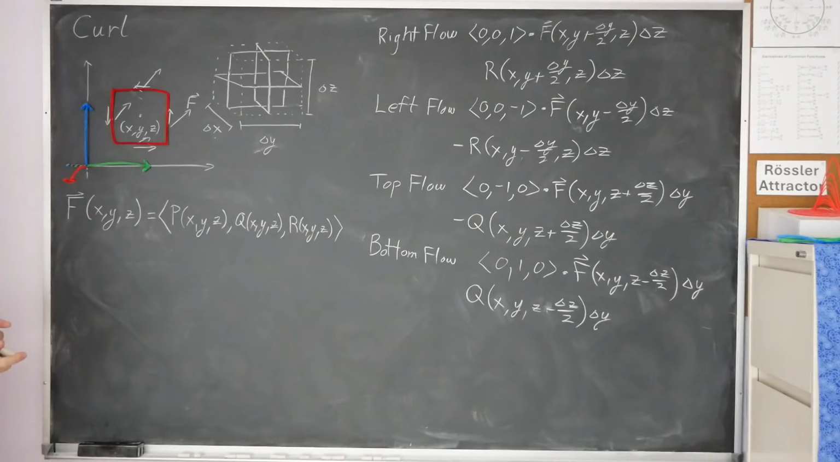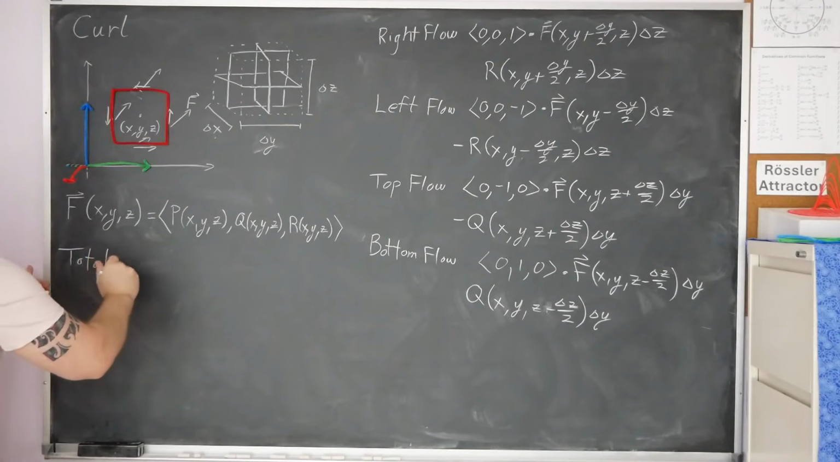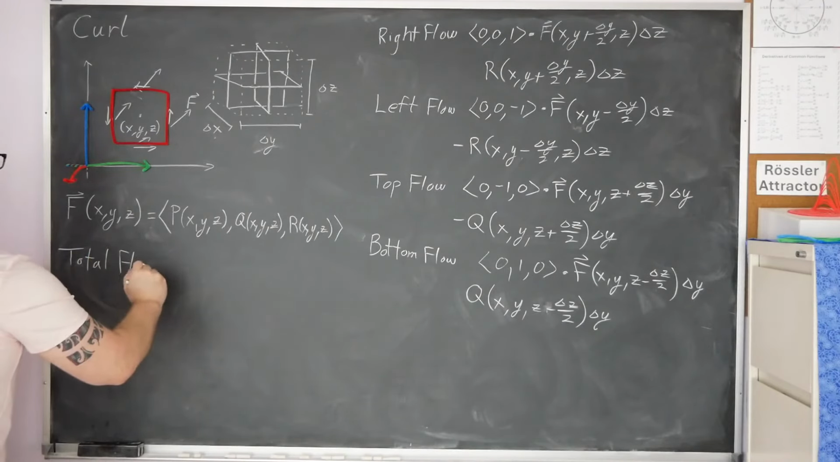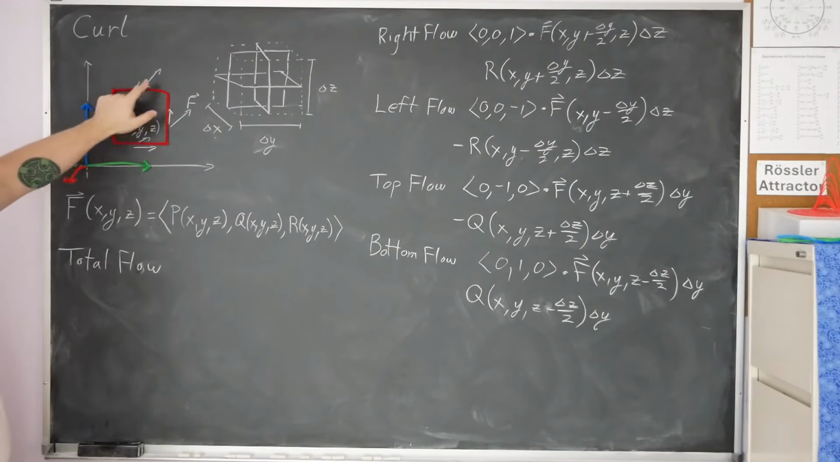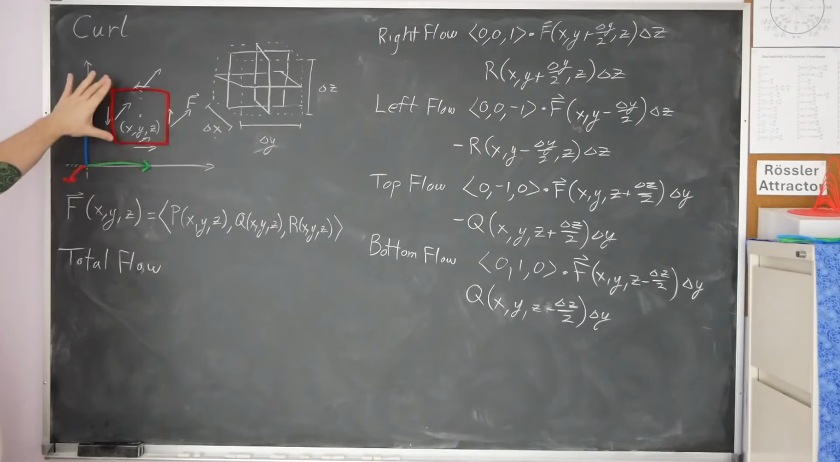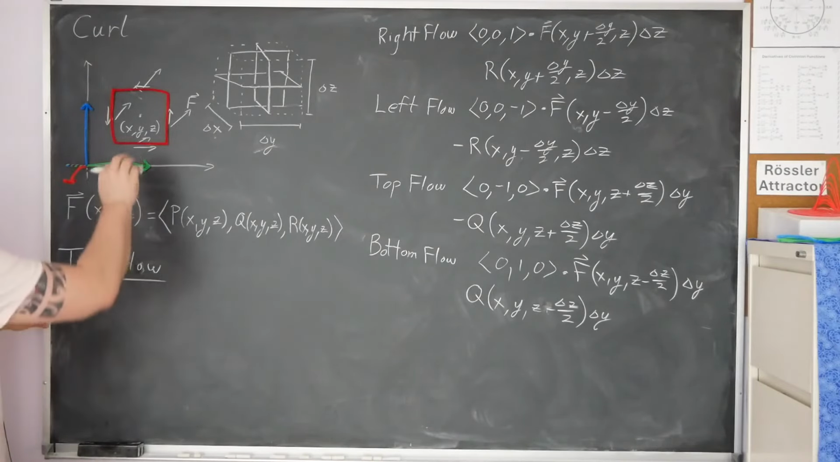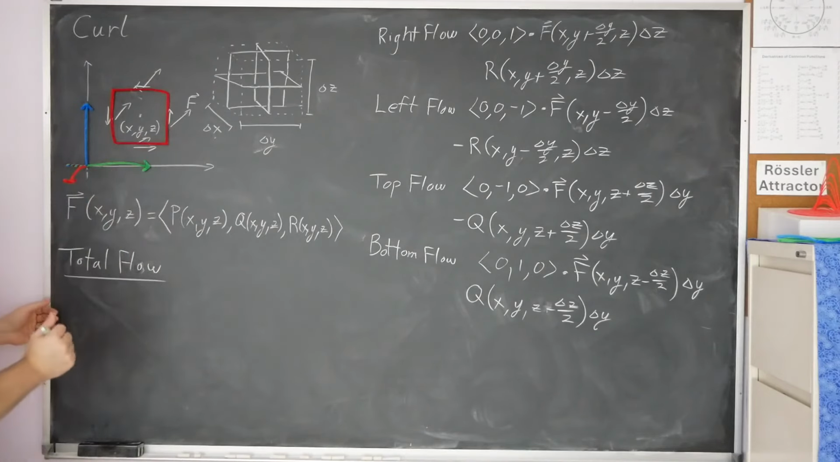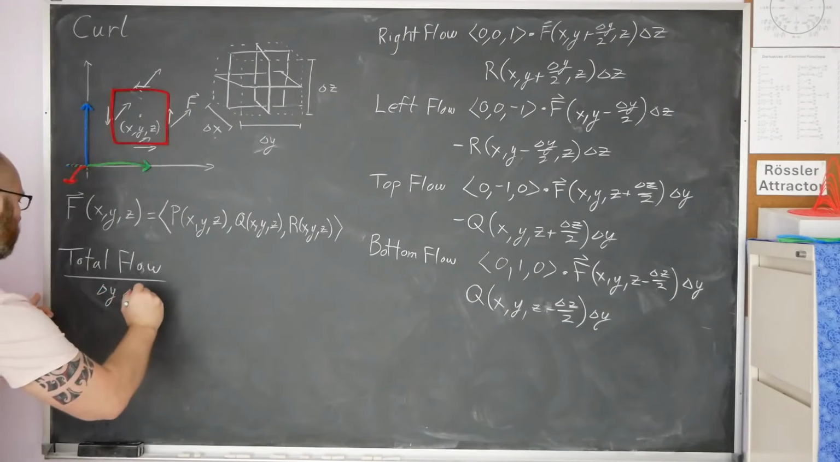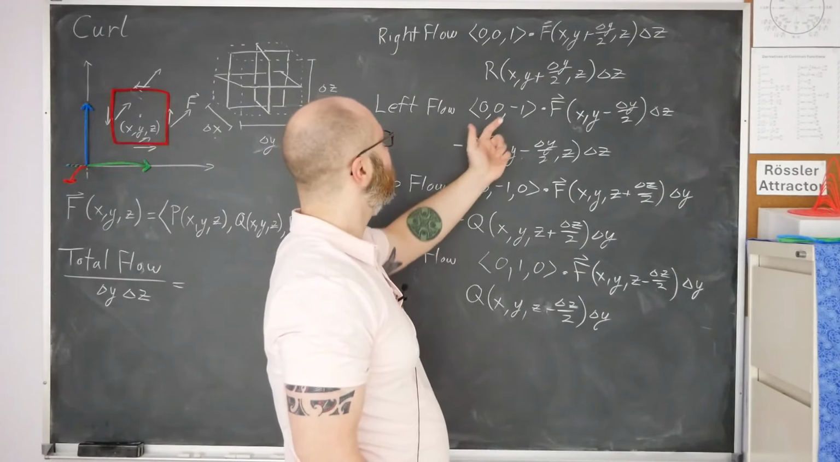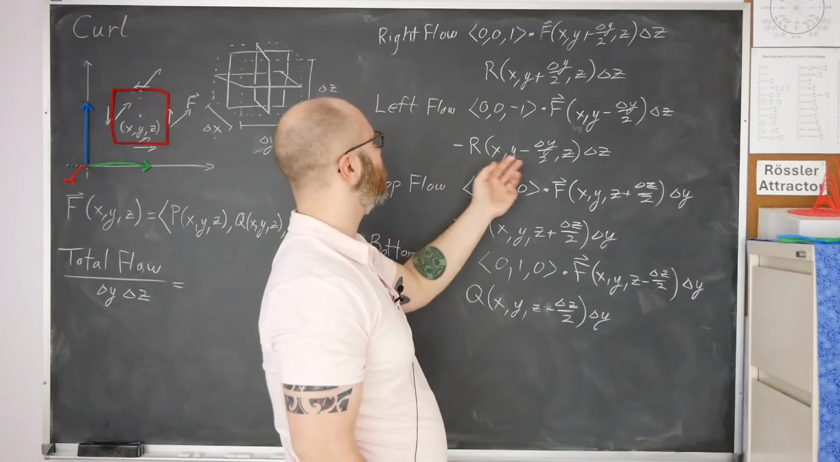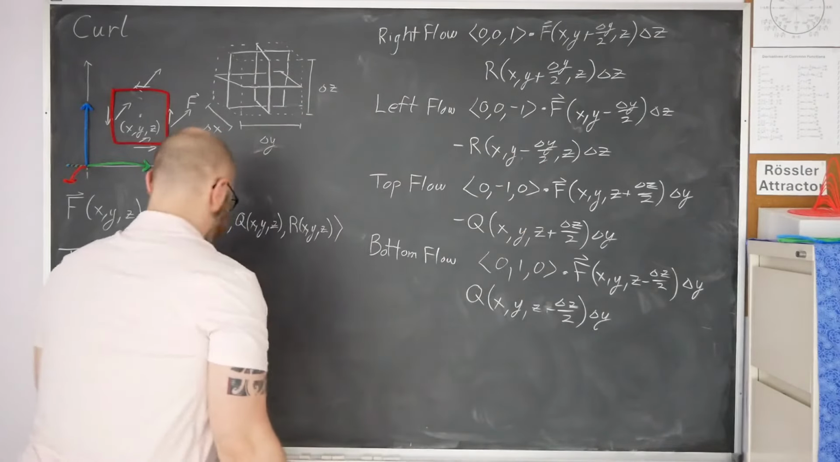Okay, then we're going to get the total flow. We're going to divide by the area of this square, not the volume of the box, but the area of the square. So that's delta y times delta z. Okay, so then I'll start with the right flow and the left flow. So I add the right flow and the left flow together. I get R at y plus delta y over 2 minus R at y minus delta y over 2. So I'll just write those out.